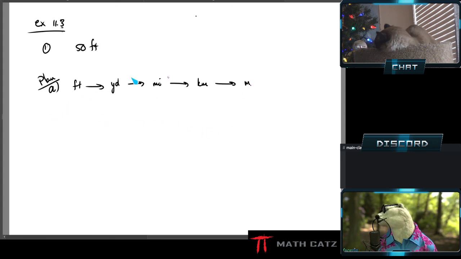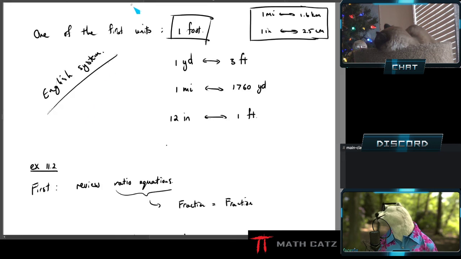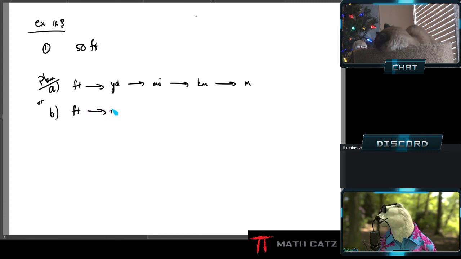I'm not going to be scared of a long chain because it's just going to add more brackets. If I can do one bracket, I can do 5 brackets. What does that matter? Or I can go down to the smaller units. Go feet to inches, inches to centimeters, centimeters to meters.